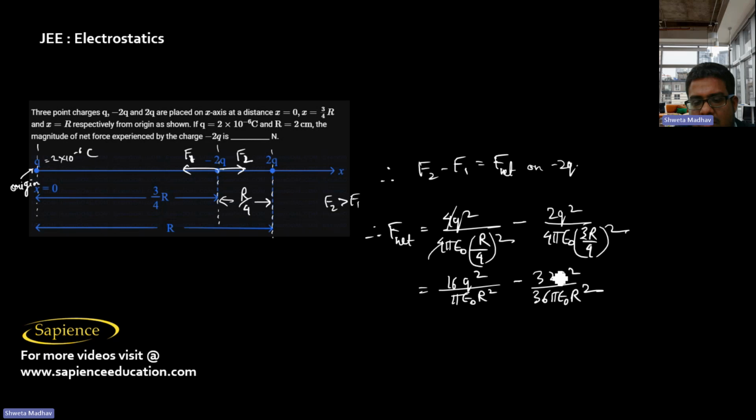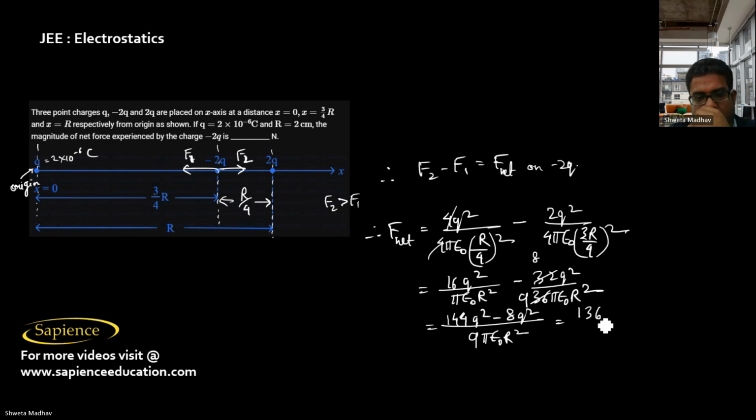This will be 4 8 to 32, 4 9 to 36. So therefore the LCM is 9 pi epsilon naught r square, into 16 9s are 144, minus 8q square. So this will be 136 q square by 9 pi epsilon naught r square.